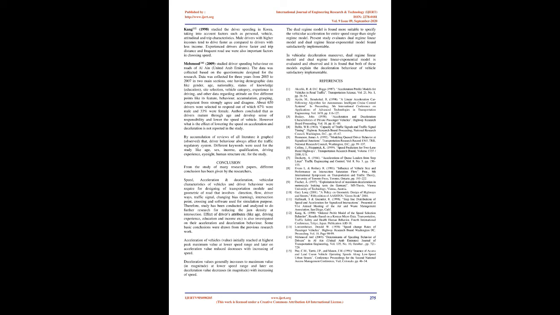Mahmoud 14, 2009, studied driver speeding behavior on roads of Al Ain, United Arab Emirates. The data was collected based on a questionnaire designed for the research. Data was collected for 3 years from 2005 to 2007 in 2 main sections, one having demographic data like gender, age, nationality, status of knowledge, education, site selection, vehicle category, experience in driving, and other data regarding attitude on 5 different points like its feature, behavior, accumulation, grasping, competent, from strongly agree to disagree.